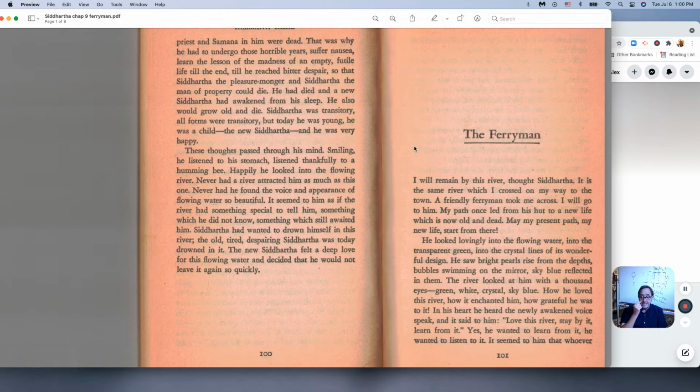The river looked at him with 1,000 eyes, green, white, crystal, sky blue. How he loved this river, how it enchanted him, how grateful he was to it. In his heart he heard the newly awakened voice speak, and it said to him, love this river, stay by it, learn from it. Remember, he was looking for Atman, which is connected to Brahman, the world soul.